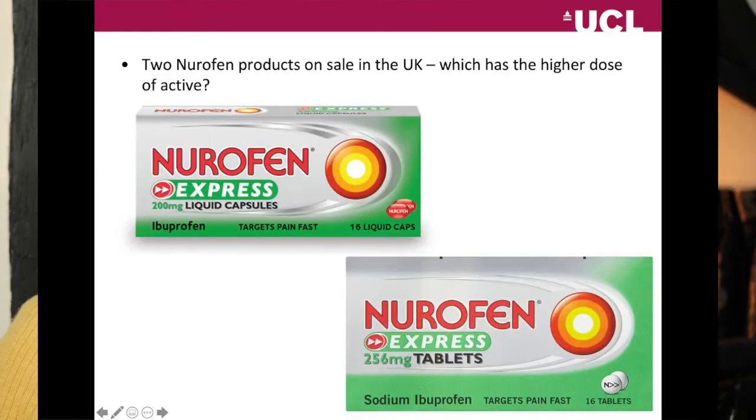On the screen in front of you are two Nurofen products that you might buy if you go to the local pharmacy. There's Nurofen Express liquid capsules and there's Nurofen Express tablets. So my question to you is, of these two products, which one contains the highest dose of ibuprofen? Or, looking at it another way, if you were a consumer and you were going into the pharmacy to buy one of these products, which one do you think has the most drug for your money?